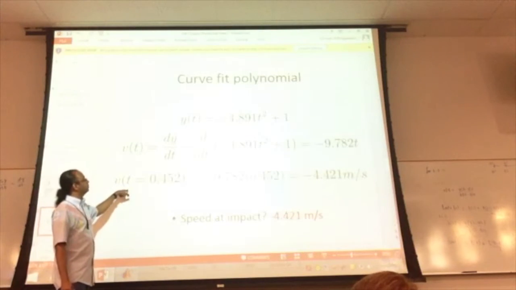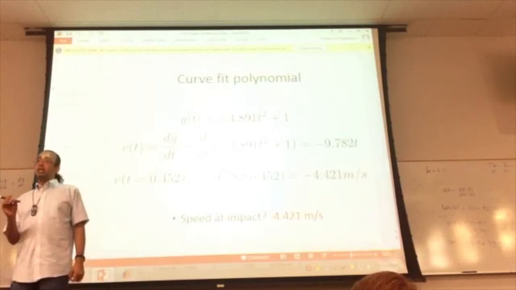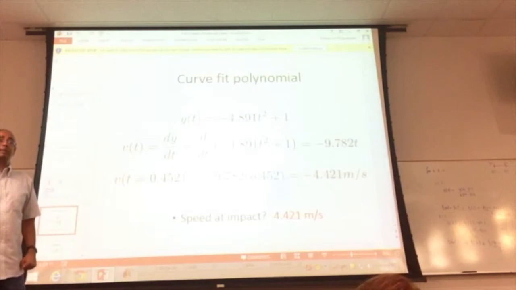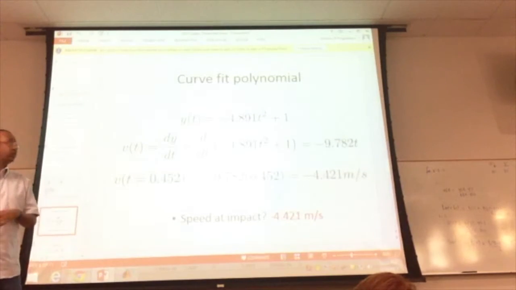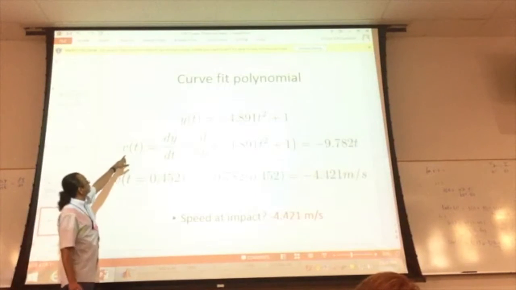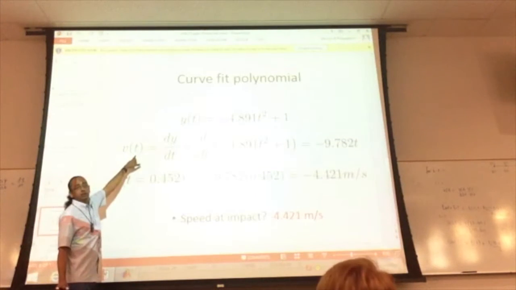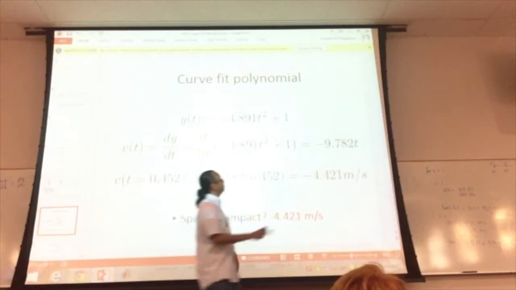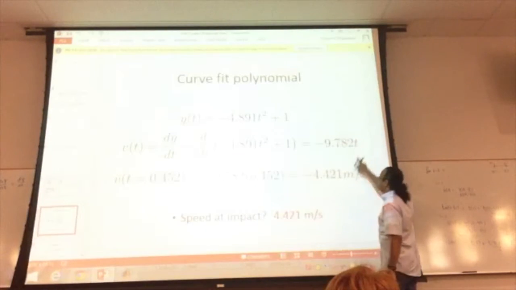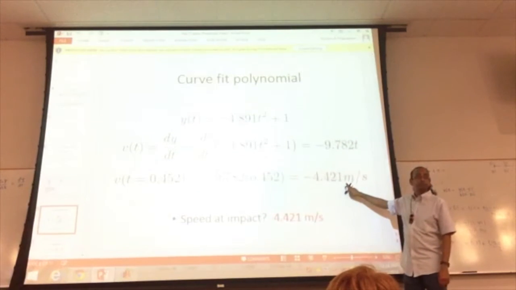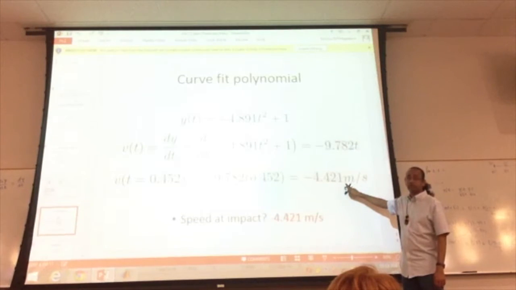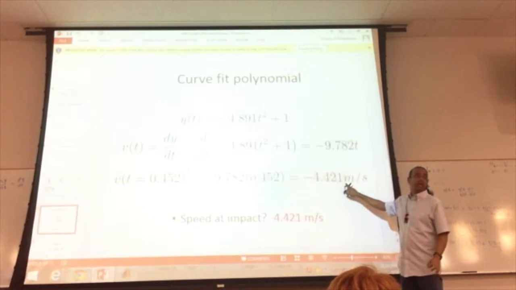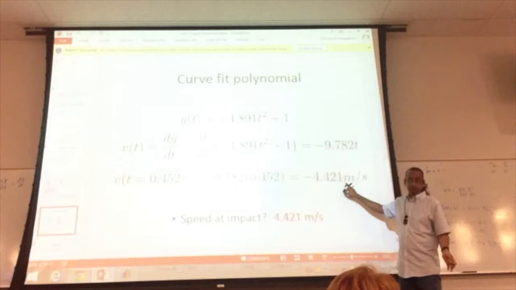But if I asked you to find out what is the velocity at impact, we know that impact happens at time t equals 0.452. So in this expression v of t, I can substitute t equals 0.452, and this is the answer I would get. Okay, so this is the velocity at impact. Okay?